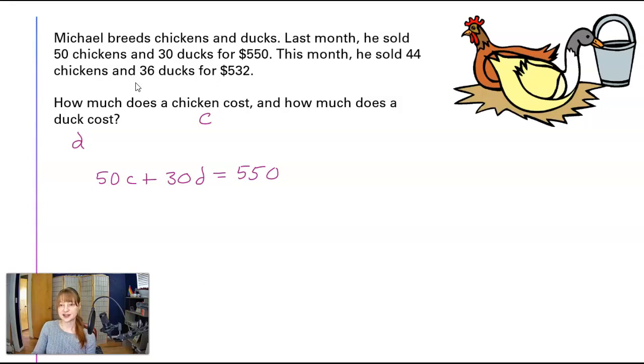Similarly, we can set up our second equation as 44C plus 36D equals 532. There's our system of equations. Actually kind of drew over it. There we go. Now we can use any one of our methods we want to solve this.